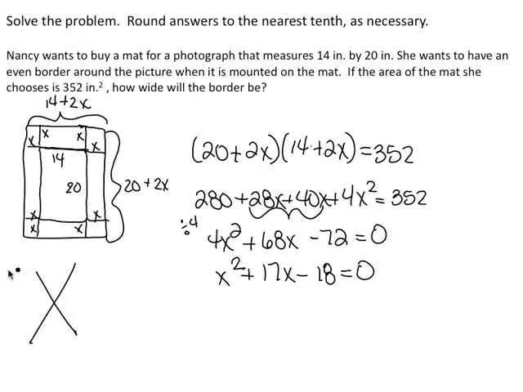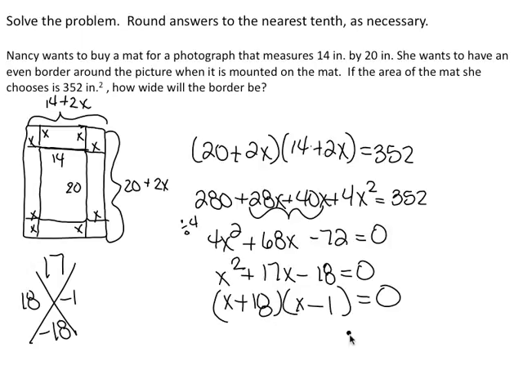At this point, I can factor using the X puzzle. So I'm looking for two numbers that add up to 17 and multiply to a negative 18. So that's going to give me a positive 18 and a negative 1. So the factors are going to be X plus 18 and then X minus 1.